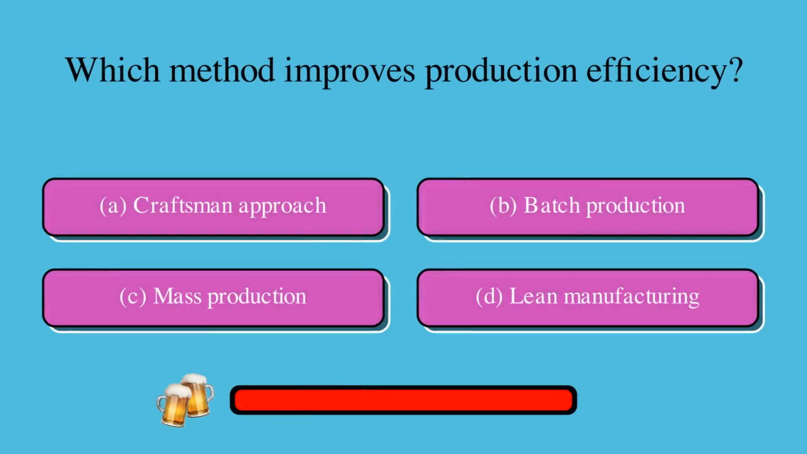Here's some operational strategies trivia. Which method improves production efficiency? Is it A, craftsman approach, B, batch production, C, mass production, or D, lean manufacturing? The correct answer is D, lean manufacturing.